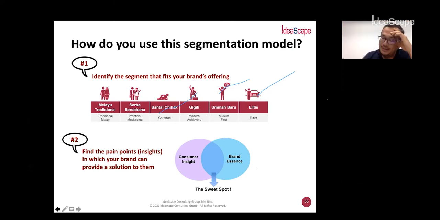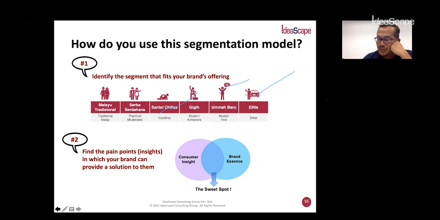So you already answered my second question, which is the fastest growing segment would be the Gigi, the Umah Baru and the Santai, the Santai Chillax group. So that would be the fastest growing group. Yeah. So the other one, more practical questions.